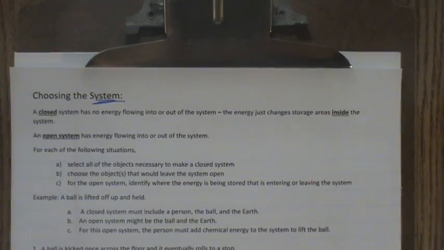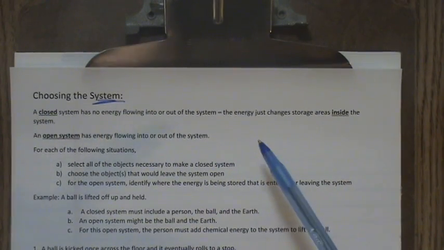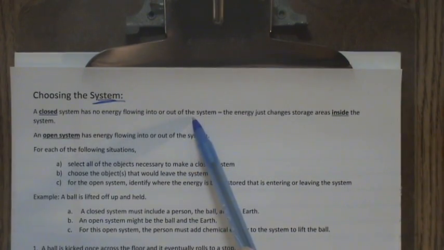In other words, all of the objects that are involved within the system have all of the energy stored inside of those objects, and even though the energy may change storage within those objects, it all remains within those objects. And we'll go through an example of some closed systems here in just a moment. But the main idea is that the system has all of the energy to start with in some storage type or the other, and that total amount of energy stays within the system.